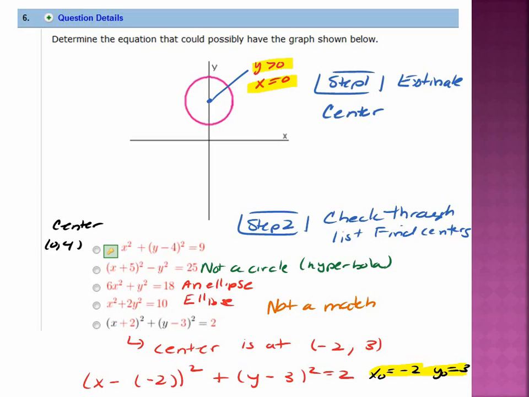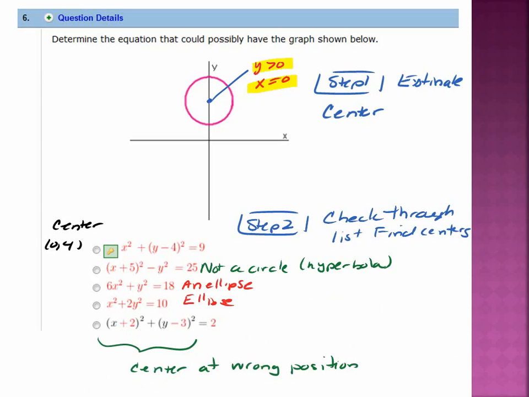So basically what we're looking for is the center and the radius, and that it matches the shape, right? If it was an ellipse, you'd have to make sure that it was an ellipse that matched the shape. Alright. Is there like a graphing calculator? It would take too much work on a non-89 to do. You'd be better off just doing it the way I just showed you, less time. The center's at the wrong position for the last one. So that leaves me with only one choice, the first one.